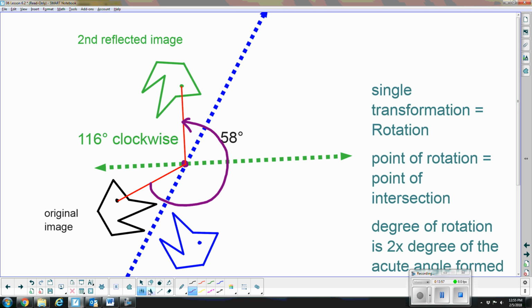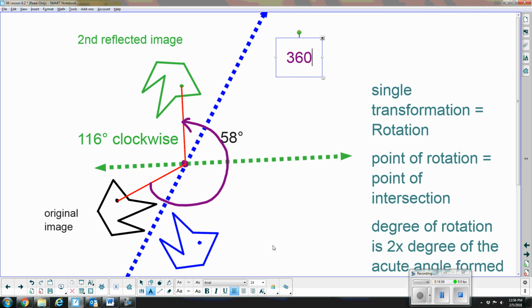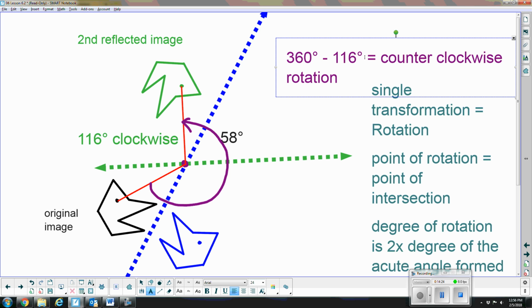And how would I find that? I would have to take 360 degrees minus 116 degrees. So counterclockwise would be 244 degrees.